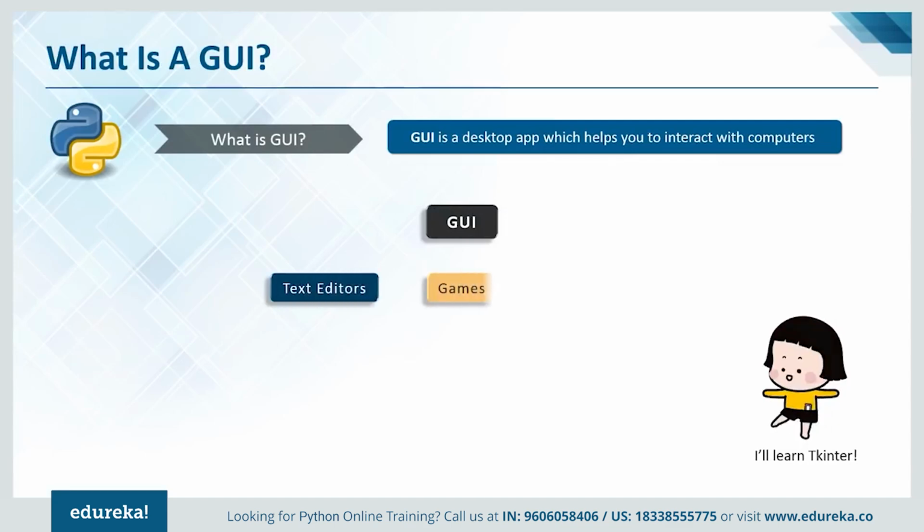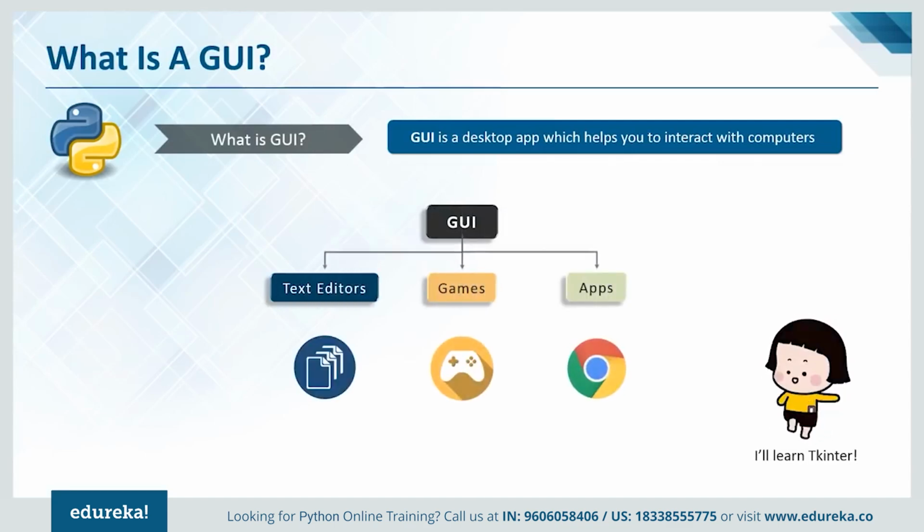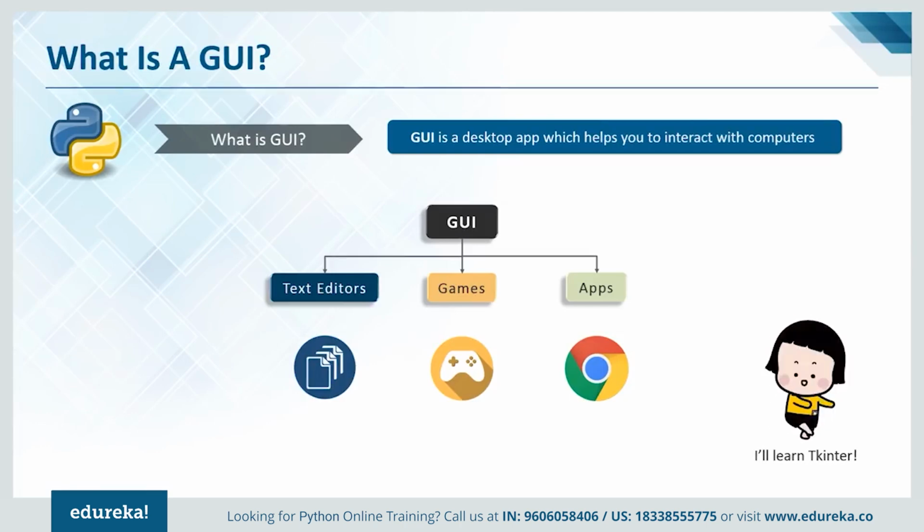So GUI apps like text editors can be used to create, read, update, and delete different types of files as well. So GUI apps like Sudoku, Chess, Solitaire are the games which you can play, right? And apps like Chrome, Firefox, Microsoft Edge, etc. are used to surf the internet as well. So there are some different types of GUI apps that we daily use on the laptops and the desktops, guys. So we're going to learn how to create those types of apps as well.